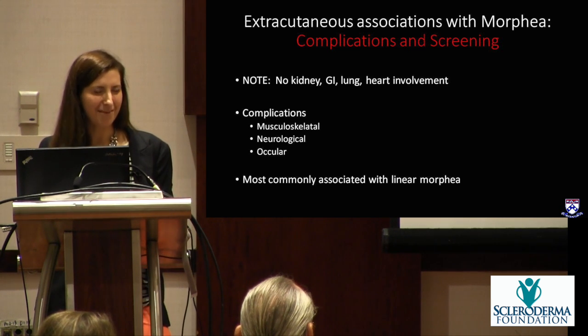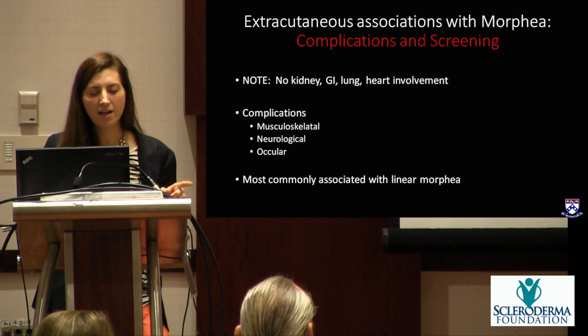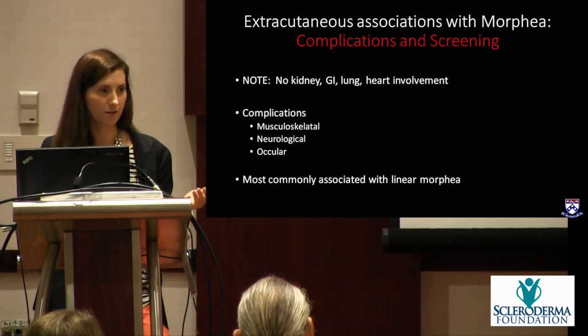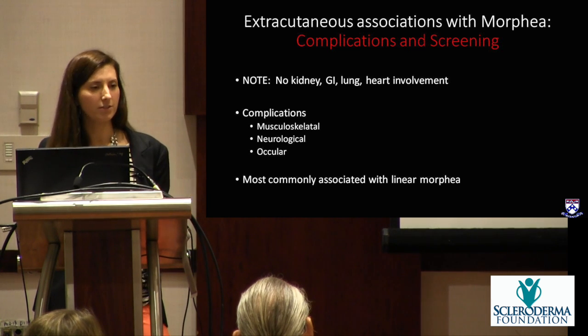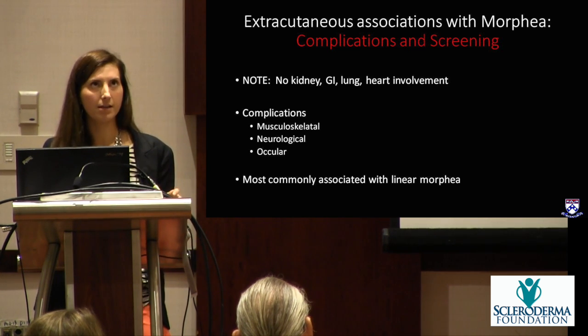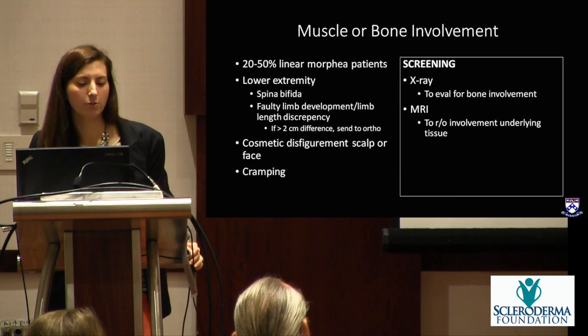So again, I'm telling you, there's no kidney, GI, lung, or heart involvement, but there are some extracutaneous, or outside the skin, associations that we should review, specifically musculoskeletal, neurologic, and ocular. Most of these are associated with linear morphea, or morphea that's affecting deeper tissues, so muscle or bone involvement.